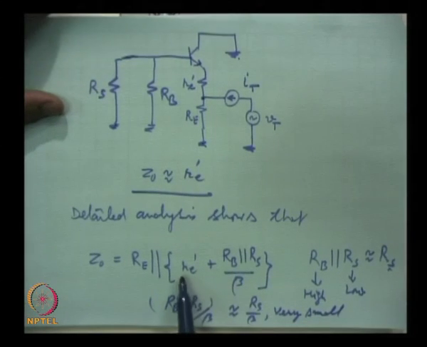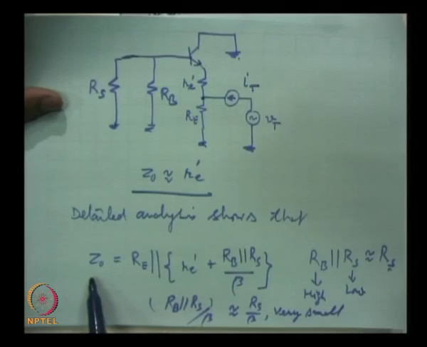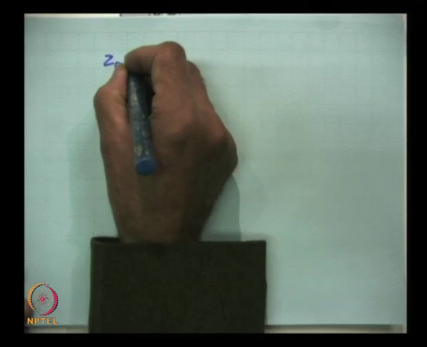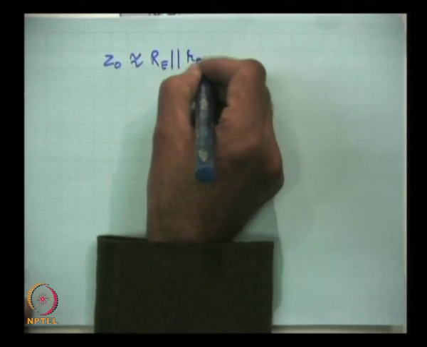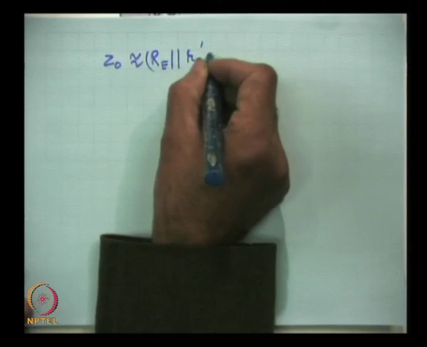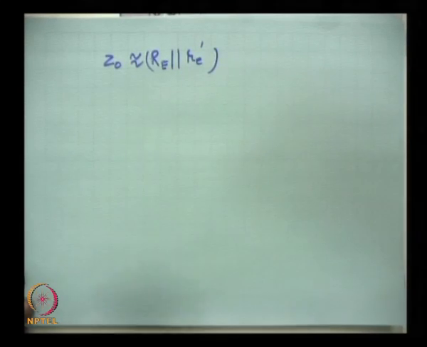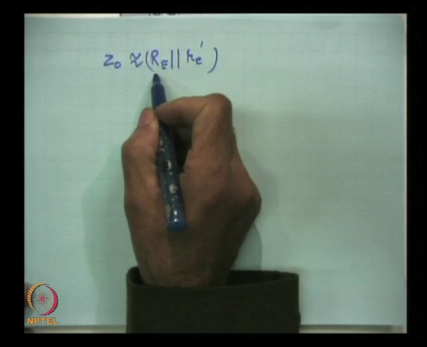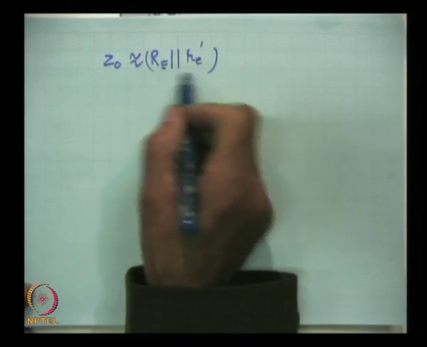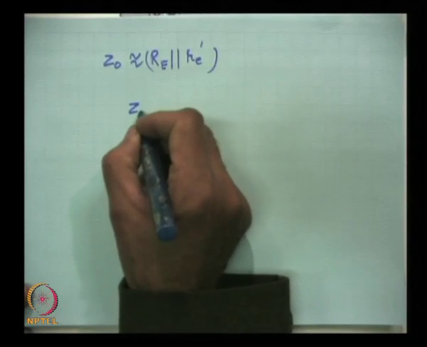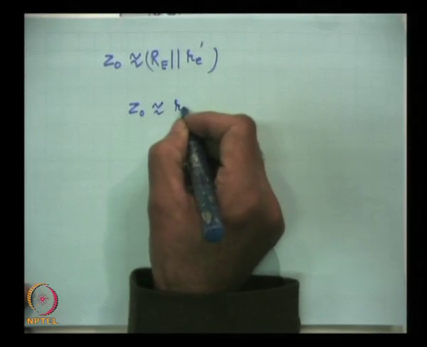So, then we are left with Re. So, the output impedance Z0 becomes very close to Re in parallel with Re prime, because the other term which we found too small we can neglect. Now, again this impedance is in kiloohms, this is in ohms. So, this parallel combination will give you a value very close to Re prime.